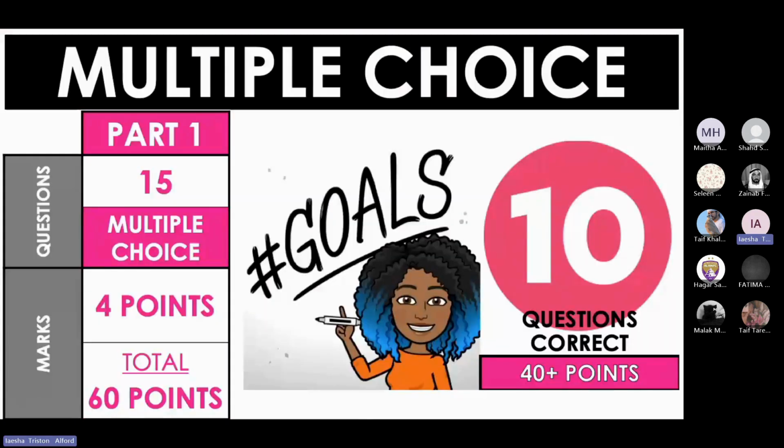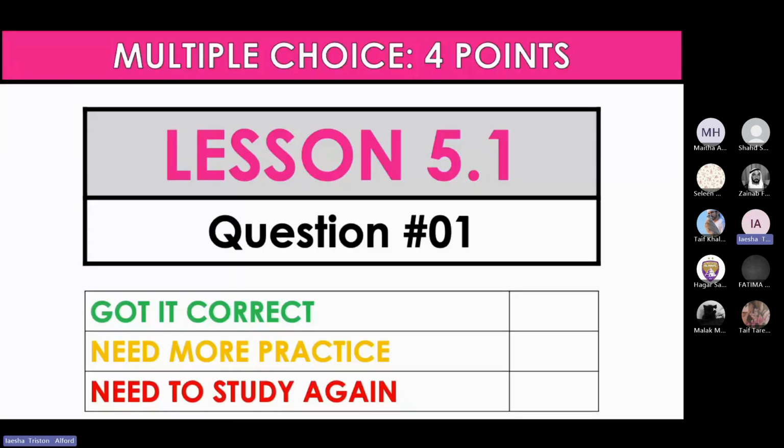All right. As far as the multiple choice, you're going to have 15 questions. Each question is 4 points. Your goal is to get 10 questions correct. If you get 10 questions correct, you will take 40 points from the multiple choice. The first question that we have is coming from lesson 5.1.